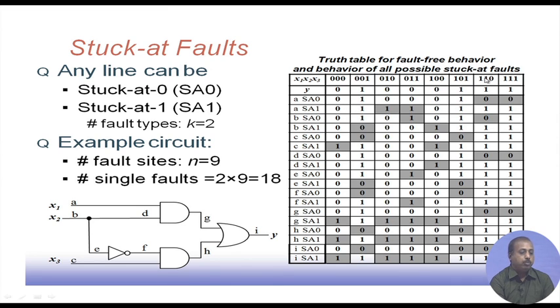However, for these two patterns, 1 1 0 and 1 1 1, the result is different. The value of y is different. In this case the good circuit gives 1 and the bad circuit gives 0, similarly here. From this truth table we can identify all the boxes colored gray, where the response differs from the good circuit response. That way the fault can be detected by the corresponding pattern.